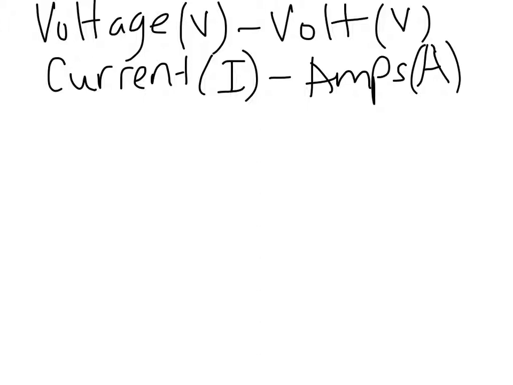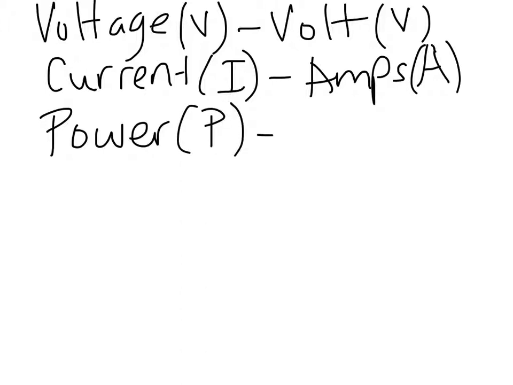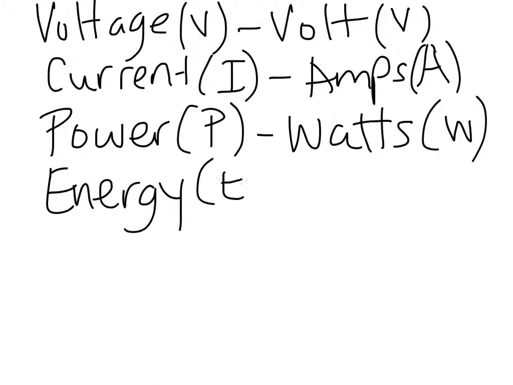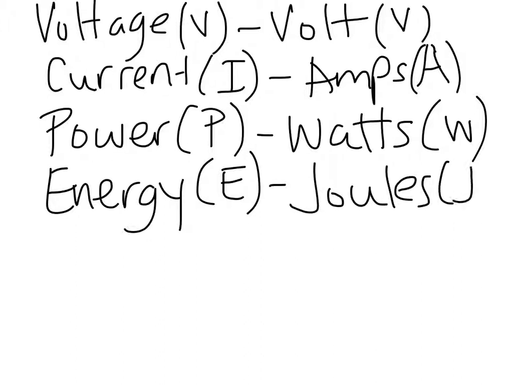Some new values that we're going to be using for power calculations. We have power, which is symbolized by a P. Now power is measured in watts, and the symbol for a watt is a W, capital W. We will also deal with energy, which is symbolized by a capital E, which is measured in joules, and that is a capital J.